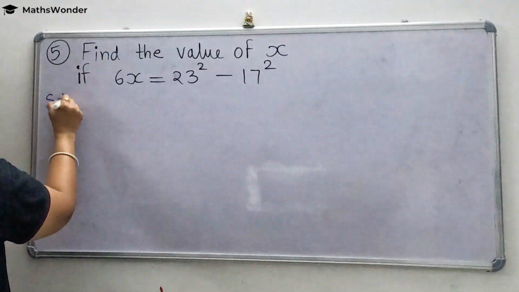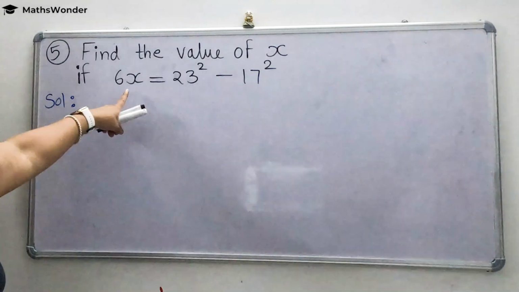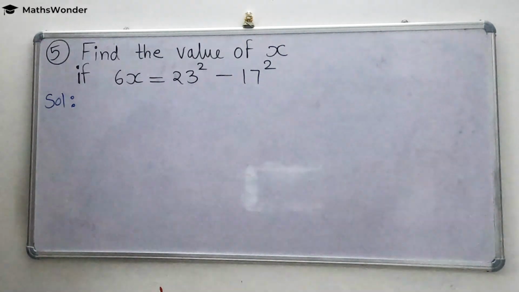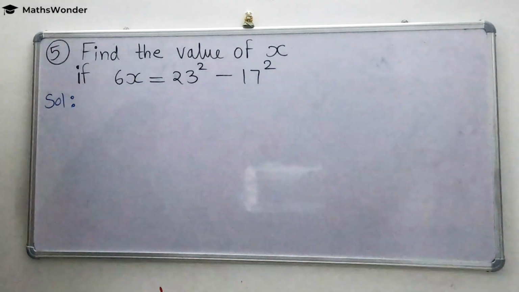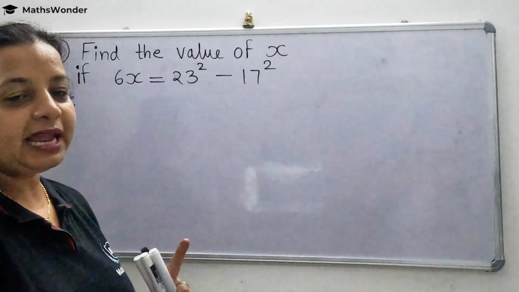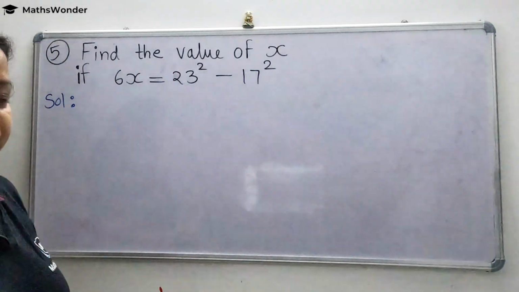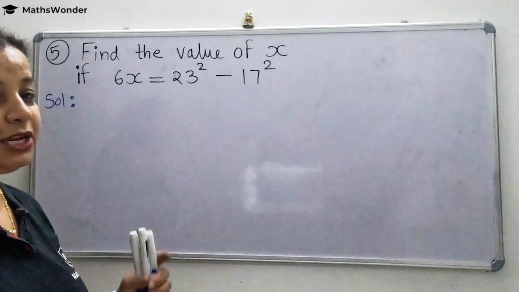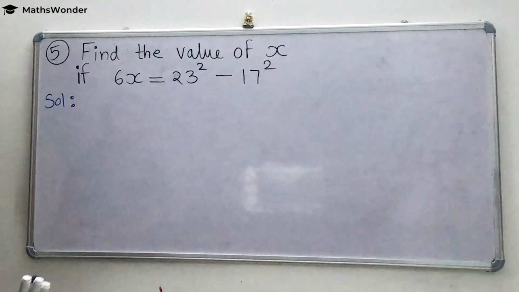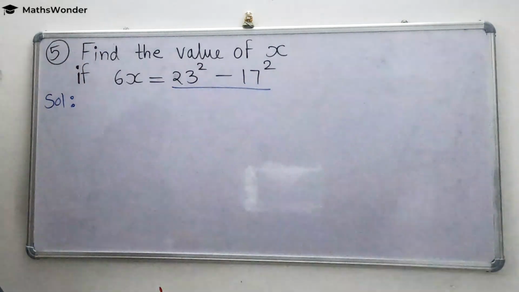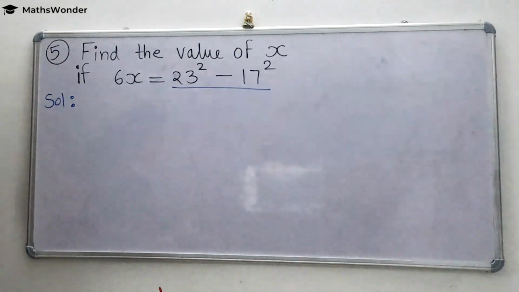See the next question. Find the value of x if 6x is equal to 23 square minus 17 square. Any idea how you will solve this? Very easy. Use your identity, get your answer within a minute. When you do more questions, then you can do it within a second. Again you can see it in this part. Which identity can we apply in this part? Tell me. Unmute yourself. Speak out.